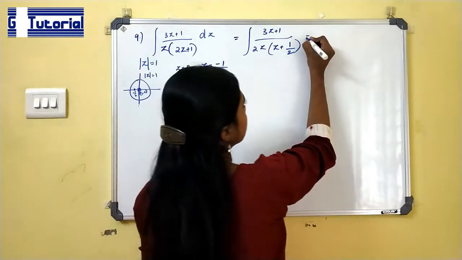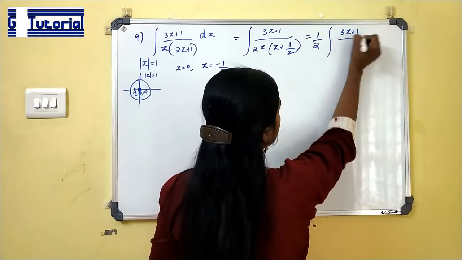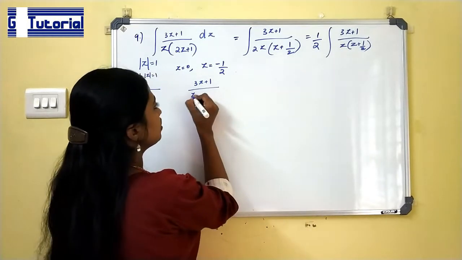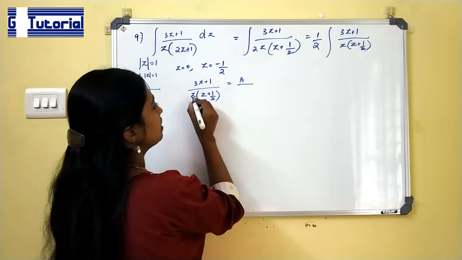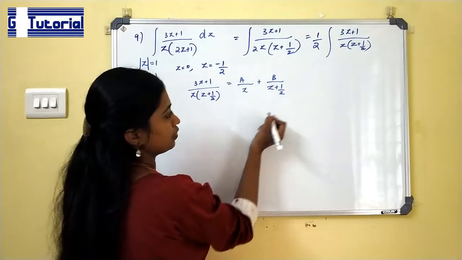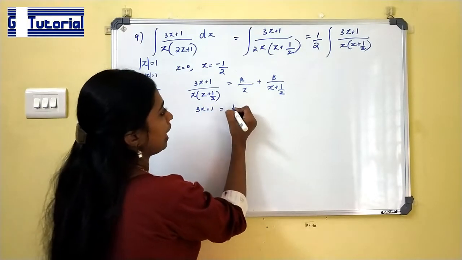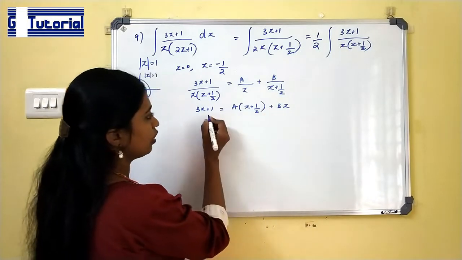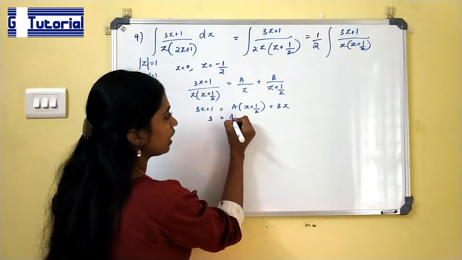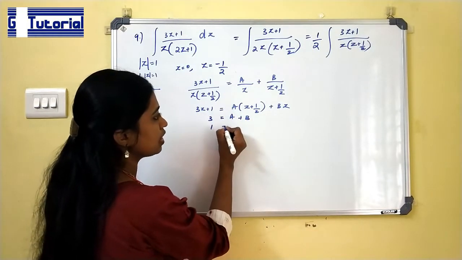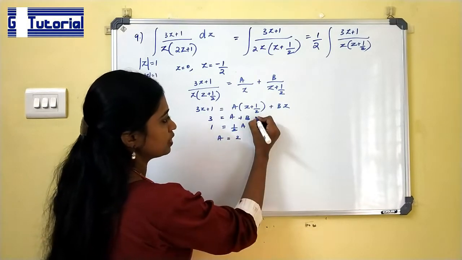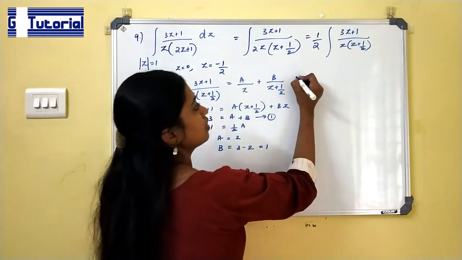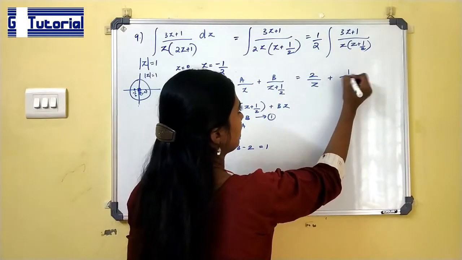We can take 1 by 2 outside. So 3z plus 1 by z into z plus 1 by 2. Let's do partial fractions: 3z plus 1 by z into z plus 1 by 2 is equal to a by z plus b by z plus 1 by 2. So 3z plus 1 is equal to a into z plus 1 by 2 plus b into z. Equating the coefficients of z, we get 3 is equal to a plus b. And equating constants, 1 is equal to 1 by 2 a, or a is equal to 2. Substituting in equation 1, we get b is equal to 3 minus a, or 3 minus 2, which is equal to 1. So the expression becomes 2 by z plus 1 by z plus 1 by 2.